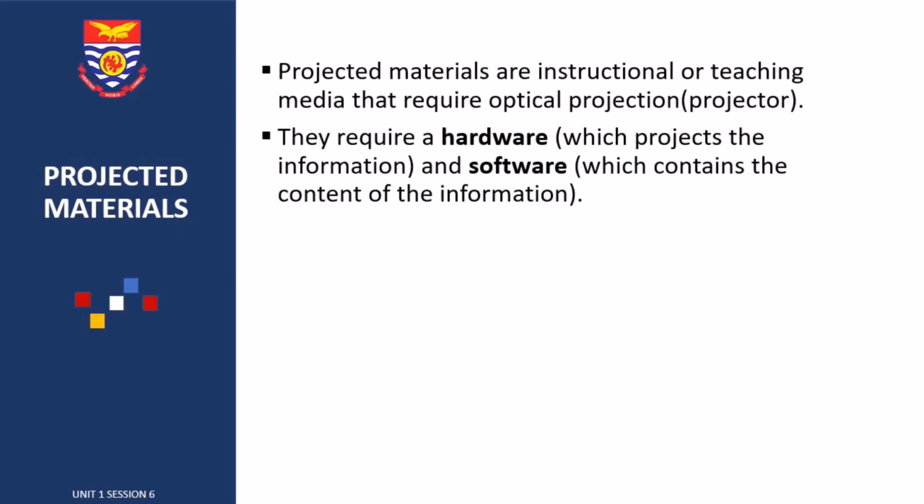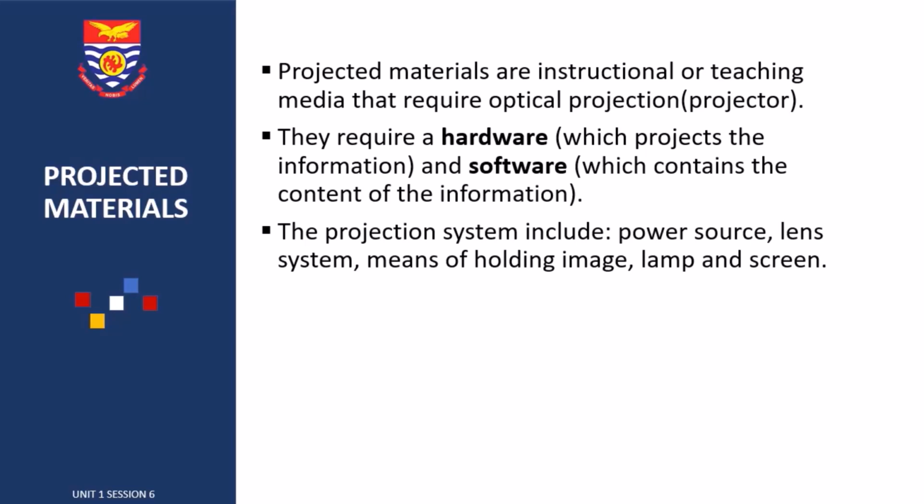Now, we are still on visual materials. And another type of visual materials, apart from the display boards, is a projected material. Projected materials are instructional or teaching media that may require the optical projection or the instrument we call the projector. They require hardware, which is the equipment that projects it, and also the software, that which contains the content of the information. Projected materials normally project an enlarged image onto a screen.